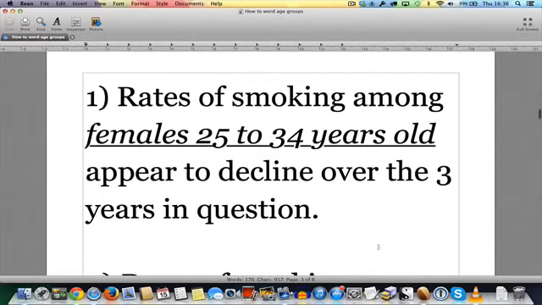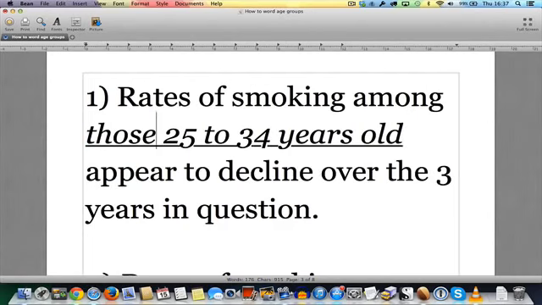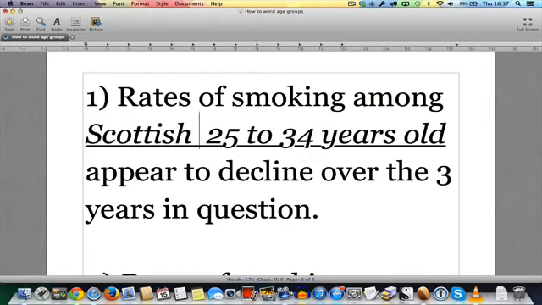So the first way that we could refer to this group is shown in this underlined phrase. Rates of smoking among females 25 to 34 years old appear to decline over the 3 years in question. So if we look at the way it's worded here, we start with a noun, and I could replace this noun with something else. So I could say rates of smoking among women 25 to 34 years old. Or if I had made reference to Scottish women perhaps in the sentence prior, I could say those. So rates of smoking among those 25 to 34 years old. And I could dress this up a little bit. So I could say Scottish females.